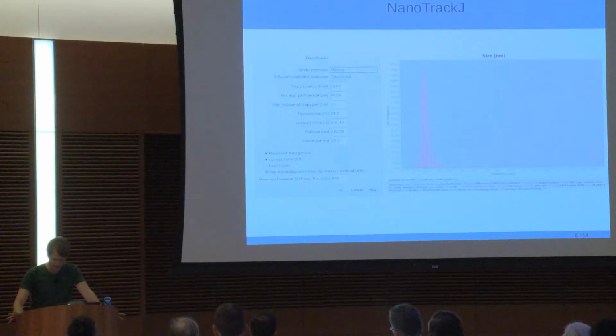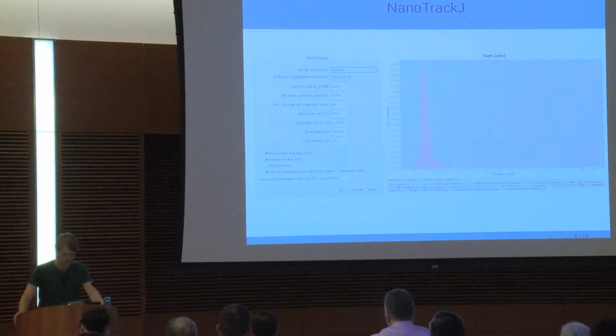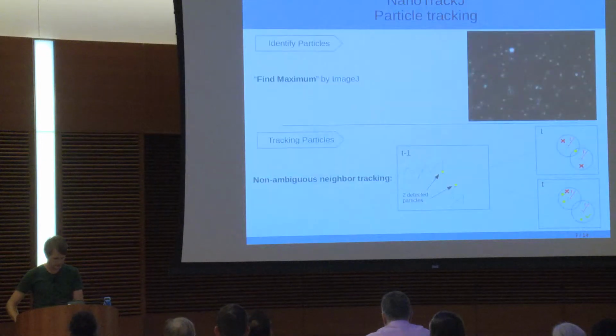The minimum expected particle size is needed to estimate the search radius for the tracking, and the minimum number of steps per track is needed to remove tracks which are too short to give good estimates. The right window shows a typical result window. It's the size distribution of the 100 nanometer latex particles. Okay, these are the visible parts.